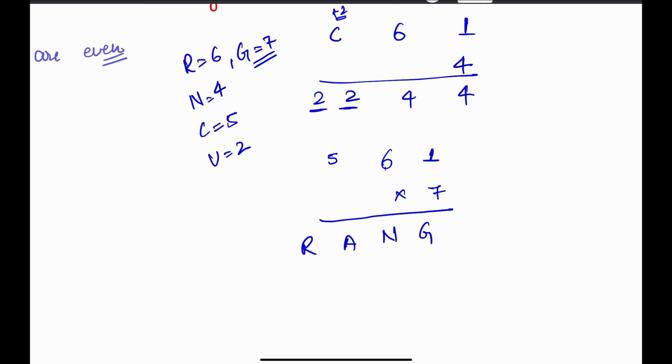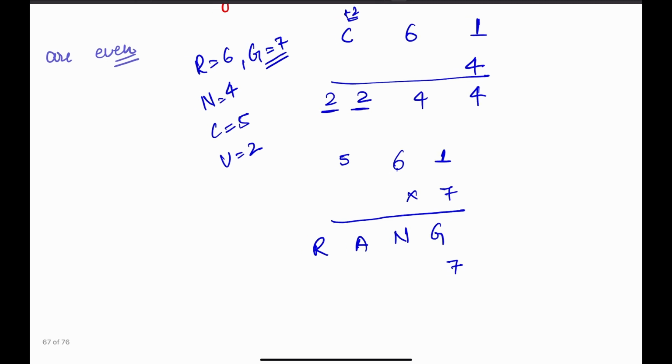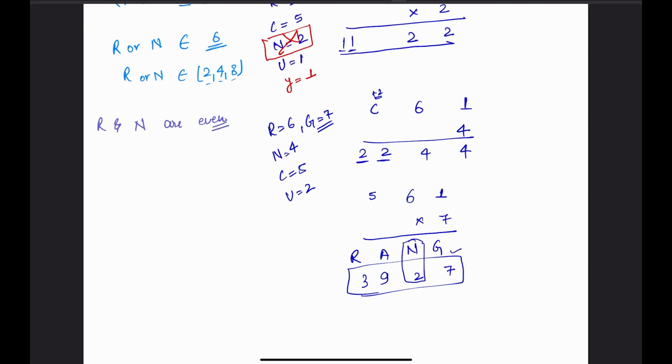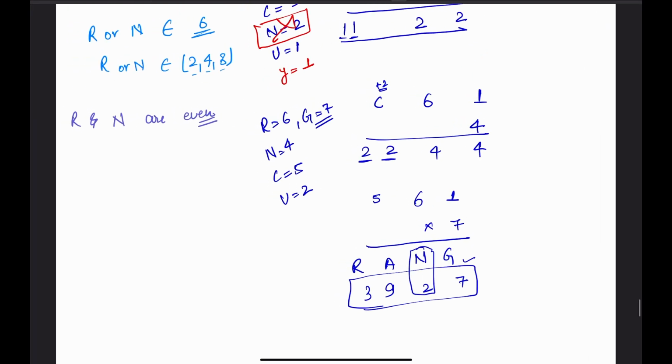Wait. 7 1 ja 7, 6 7 ja 42, carry 4, 7 5 ja 35, and 4 is 39. Let's check if it matches. G is 7, it matches. N is 2. This is the issue. My n is not 2. So what I can say, that here the problem is coming, my n equal to 2. So this is also wrong. So my n being 4 is wrong.